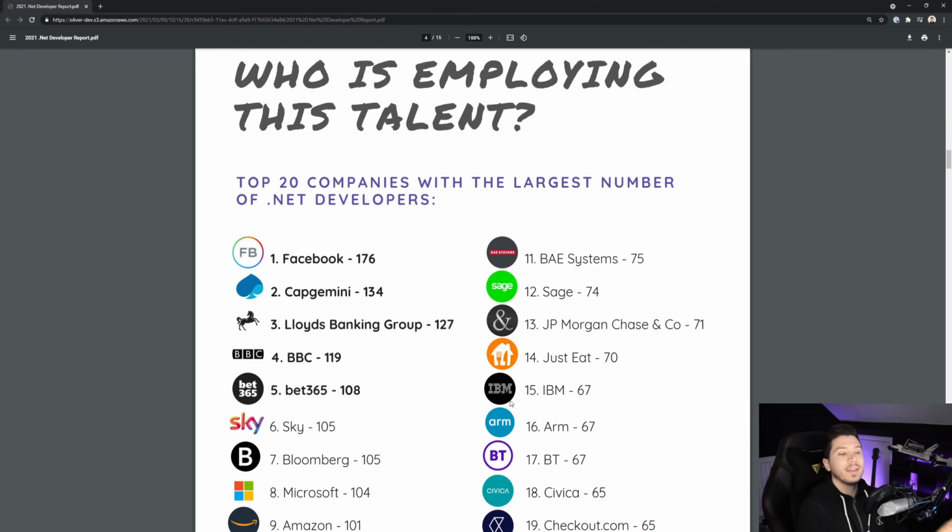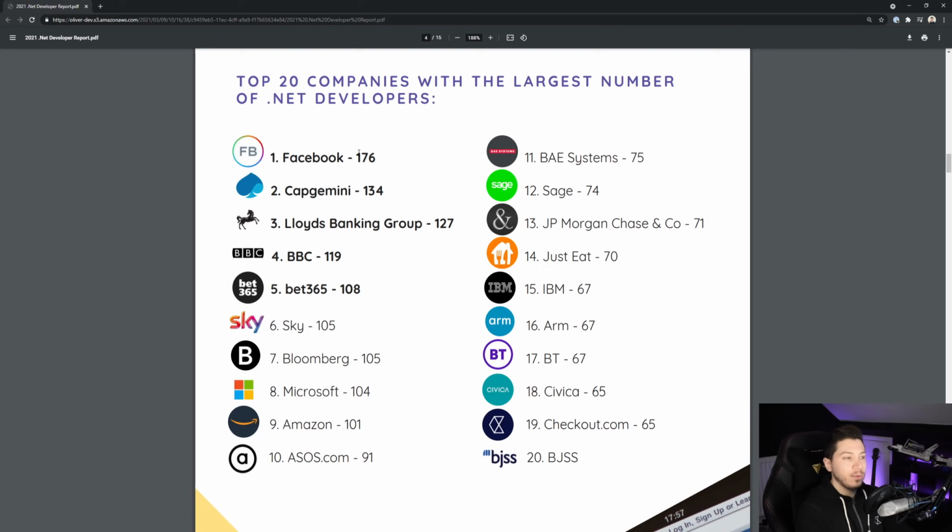Now, who is employing the talent? This is a very important slide. The numbers you see next to the company are, from what I understand, the people they hired this year. Because I know, working at checkout.com, for example, and having worked at ASOS as well, that there's no way they only have that amount of people.